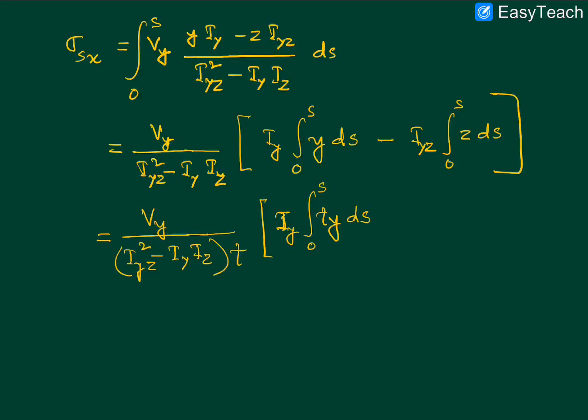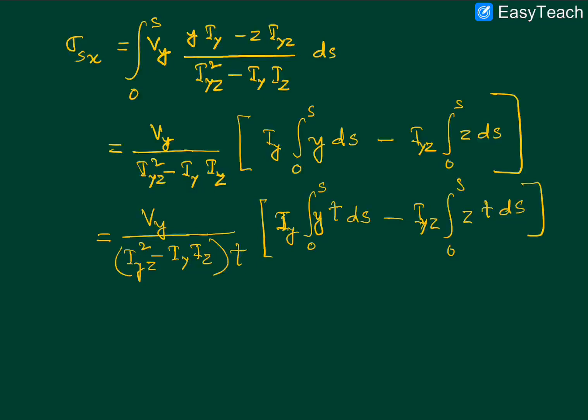So maybe I can write that in a different fashion. So this is better, YTDS. It's the same thing, but I like this better. So this is IYZ, integration 0 to S, Z, TDS. Okay.